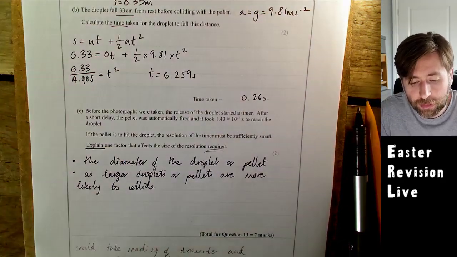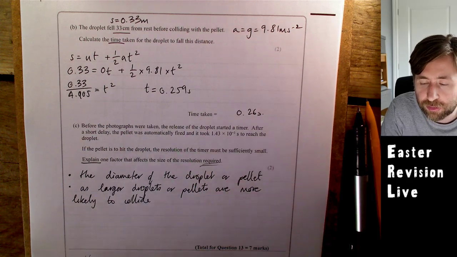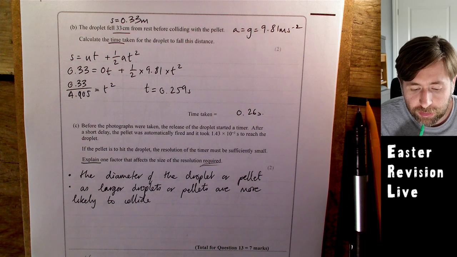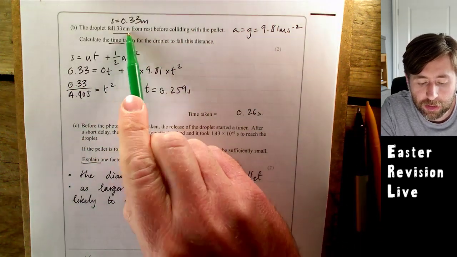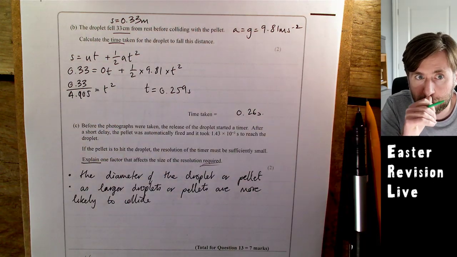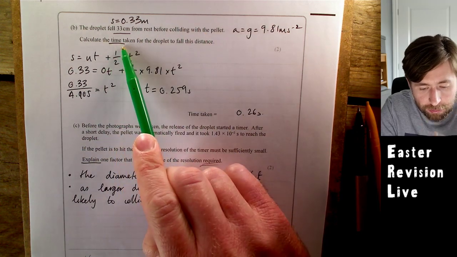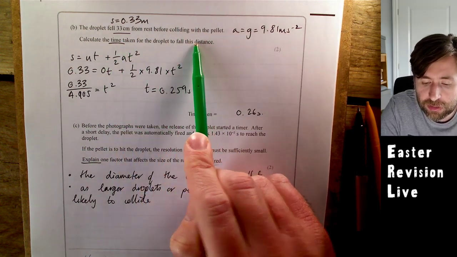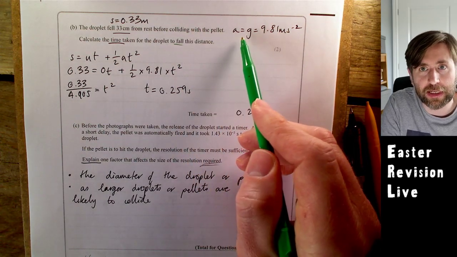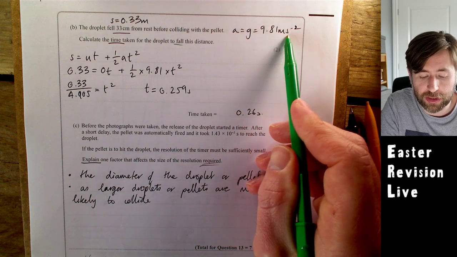Anyway, let's rock on with these Edexcel AS questions, but they're useful for all exam boards. The droplet fell 33 centimeters, and look, I've just quickly converted that into meters because I don't want any units coming back to haunt me later on. Before colliding with the pellet, calculate the time taken for the droplet to fall this distance. Well, the key idea is fall, and what's the secret information they haven't given you? It is acceleration is g, which is 9.81 meters per second squared.